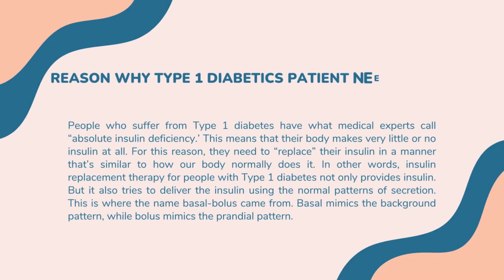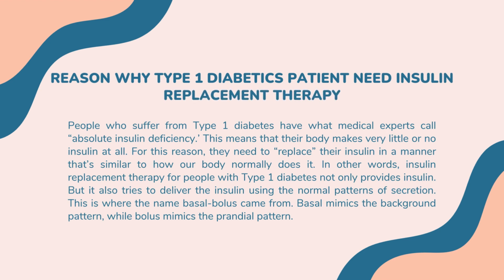Why do type 1 diabetics need insulin replacement therapy? To clearly understand the rationale, we need to briefly review some concepts. Insulin is a hormone that helps our cells use sugar, glucose, for energy. People who do not have diabetes release insulin in two patterns, background and prandial. The background pattern continuously secretes a small amount of insulin. On the other hand, the prandial pattern secretes insulin rapidly, and the amount is dependent on the rise of glucose from food consumption.